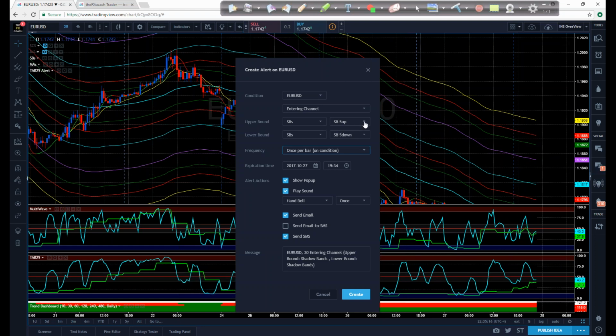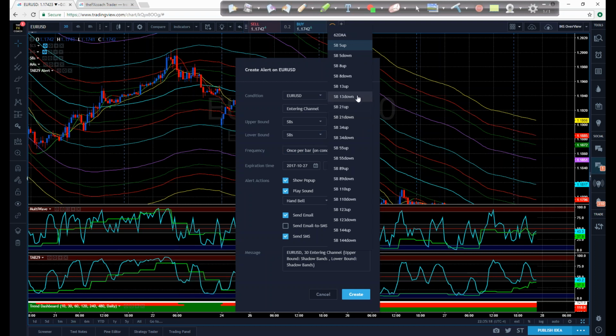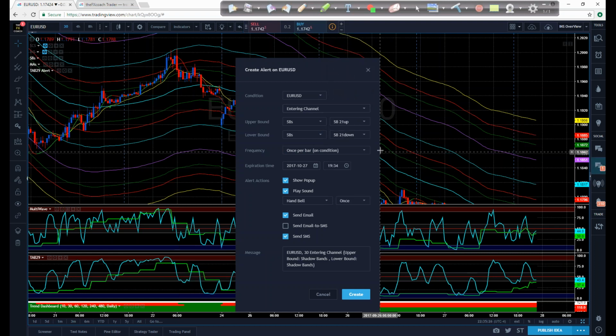So anytime price now comes within and crosses the 5 pip shadow band, it'll then go down to the 62. Likewise, if you want to make shadow bands and set that at the 21, at the top end, and 21 at the bottom end, and try and capture the wider channel, but the run to the 62, you could do that as well. Pretty cool. Any questions on the channels that you can create?